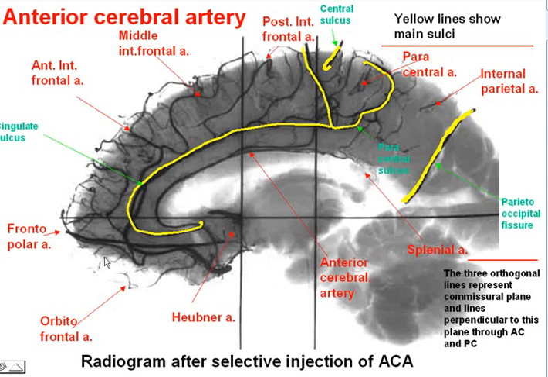And the other smaller branches include orbital frontal, frontal polar, and then 3 medial or internal frontal arteries, anterior, middle, and posterior. And then after giving a branch of the paracentral lobule artery, you have a very thin internal parietal artery, which goes to the precuneus. And then you can see the very, very tiny artery coming through the splenium of the corpus callosum.